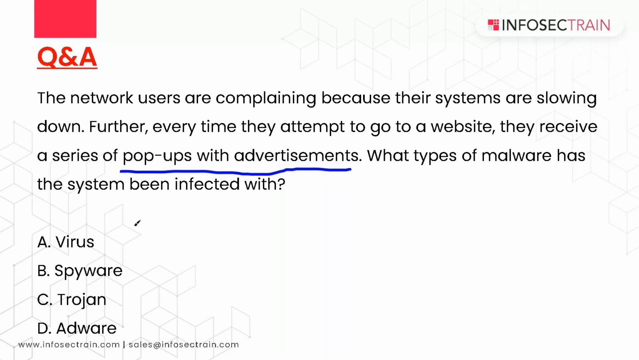In the very first, we have option A, which is a virus. A virus is a self-replicating program which produces its own copy and attaches to the files inside our system. Then we have spyware. Spyware is malware which focuses on stealing data. It will try to gather information about the data we have.